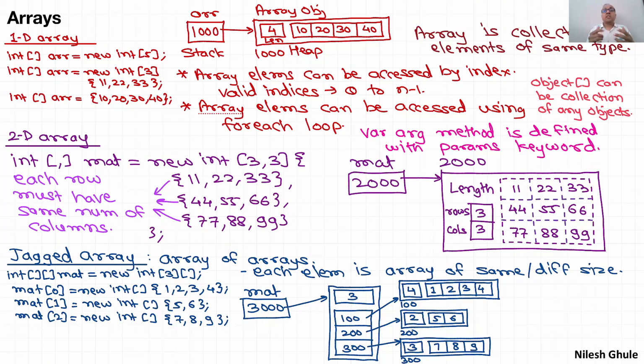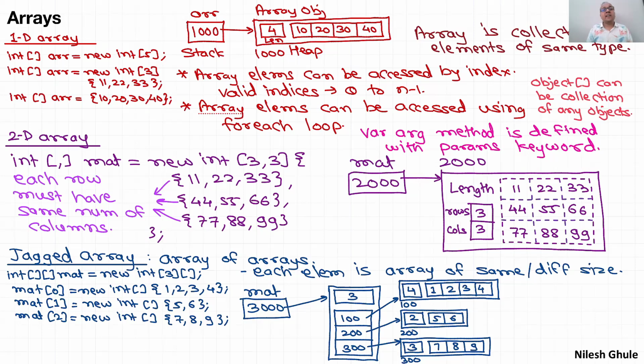Let us first begin with what exactly the array is. Array is a collection of elements of the same type. So when I'm creating an array of integer, all the elements inside the array must be integer. If I'm creating an array of double, each and every element must be double. If I'm creating an array of person, then each and every element must be person. I can create the array of value type as well as I can create the array of reference type. And if you recall, the array itself is a reference type.